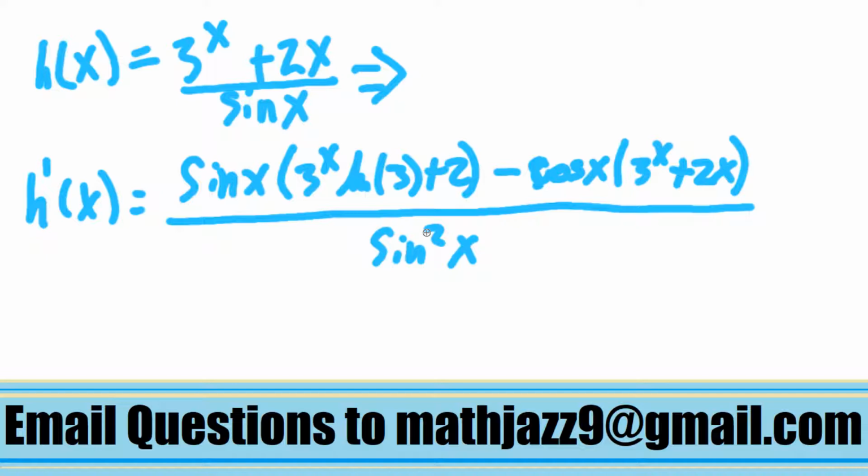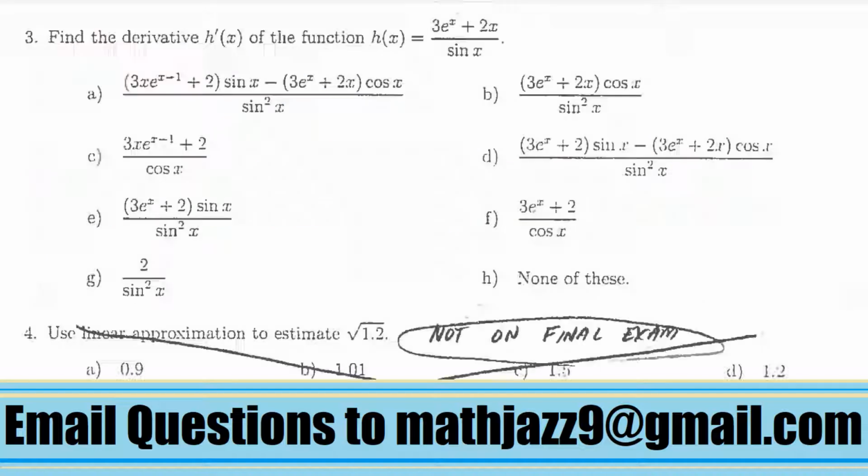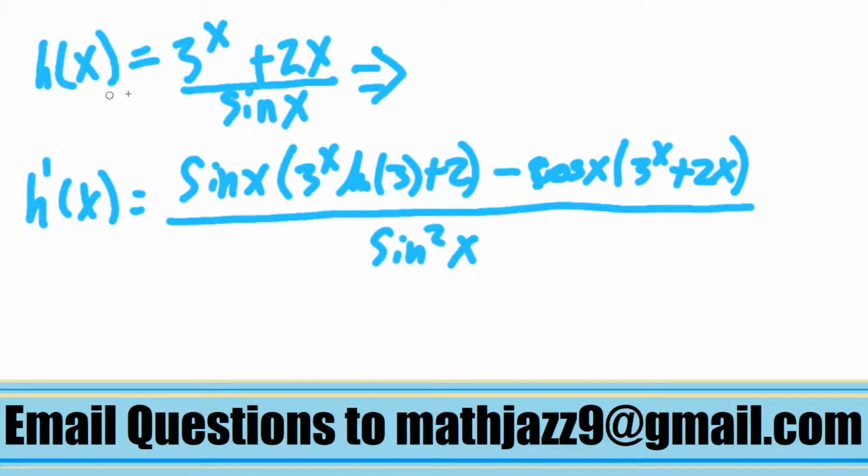And so when we look at the options that we were given, we notice that that is like option A to me. No. Oh, I copied it down wrong. Not 3 to the x, it's 3e to the x. Okay. So let's fix that.